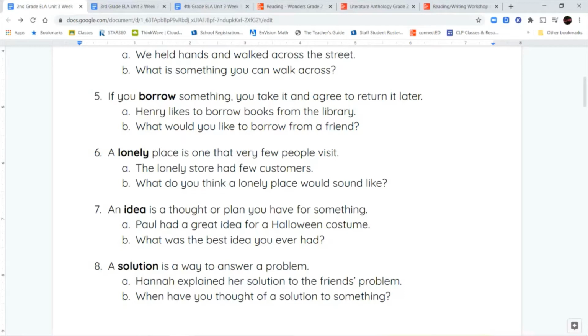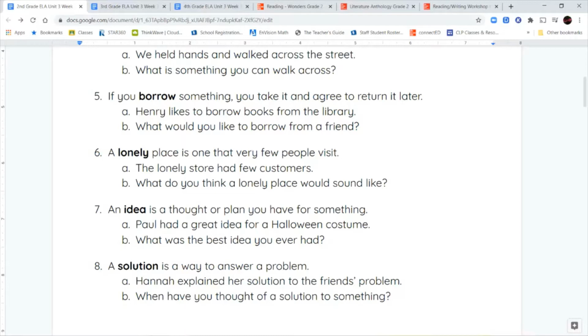Next, we have the word idea. An idea is a thought or a plan that you have for doing something. So you may have an idea for a new game, and that idea would have what the game would look like, what the rules might be, how many people might be able to play. So an idea is a thought or a plan that you have for something.